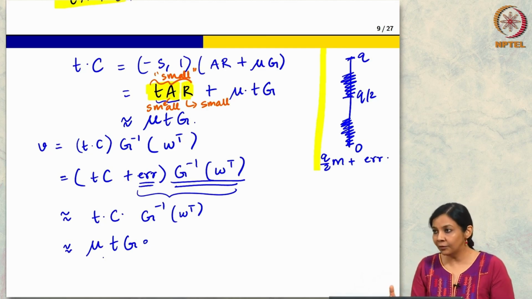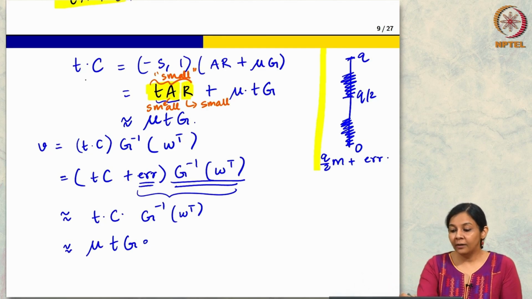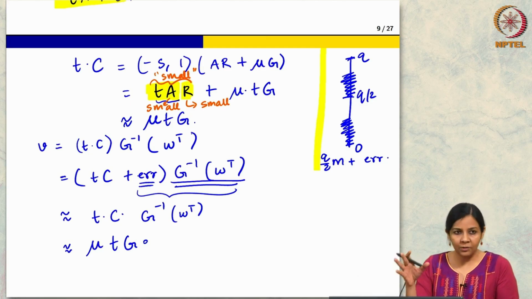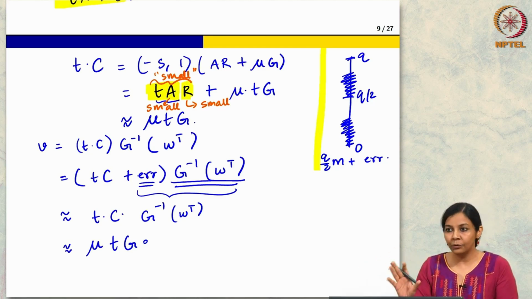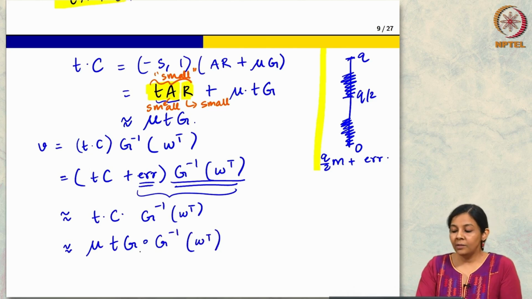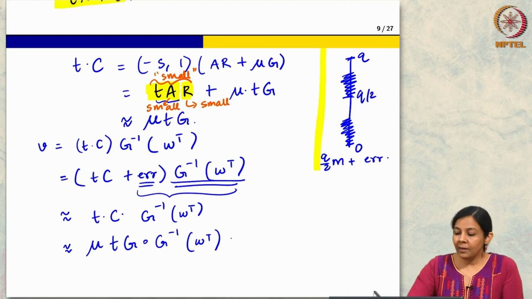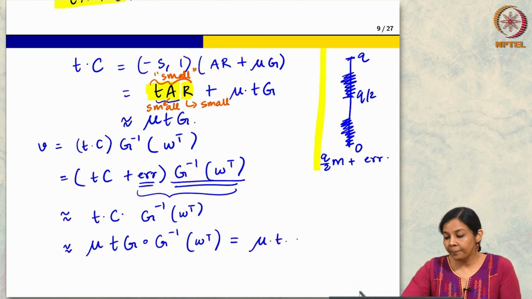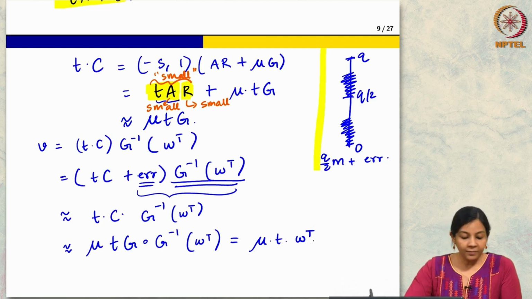See how these approximations are working out for us very nicely. Of course, that is the cleverness of the scheme. Because t times c is also not exactly mu t g, it is mu t g up to some noise, but I am just adding these noises up. Later we will have to worry about how to control the noise growth, but for now we will just keep going. So, I have mu t g times G inverse W. Now, what did we learn about G and G inverse? They essentially cancel each other. This is also why we call this function G inverse. So, this can be written as mu t W transpose.